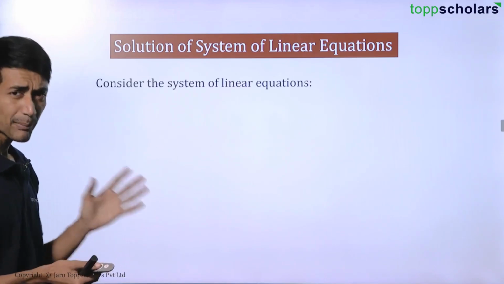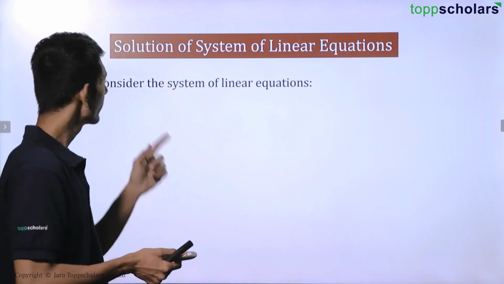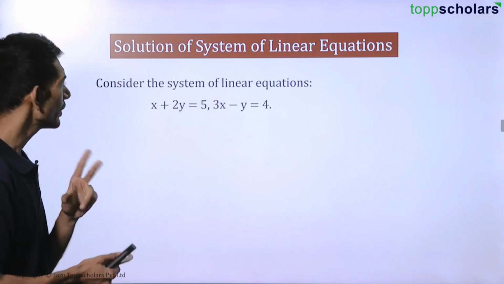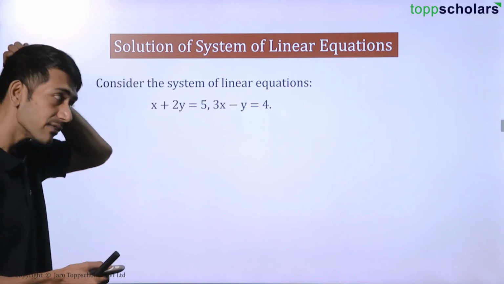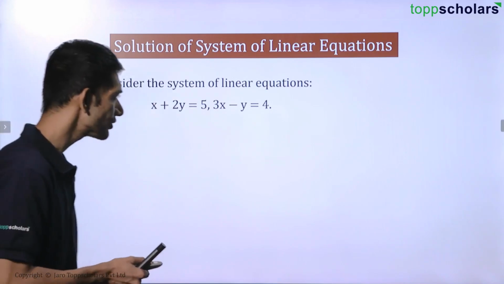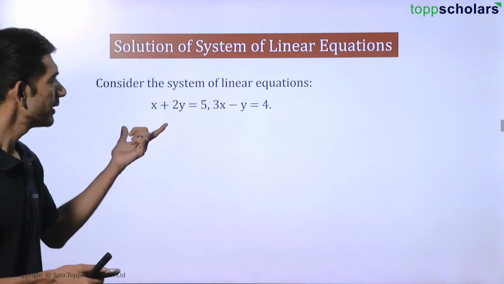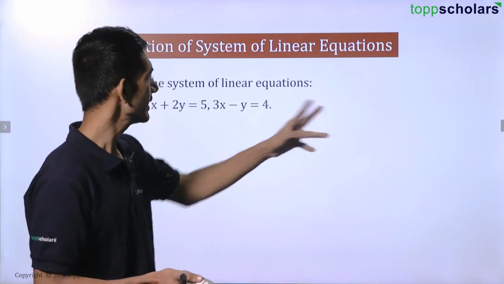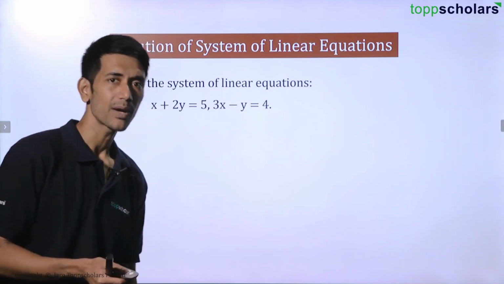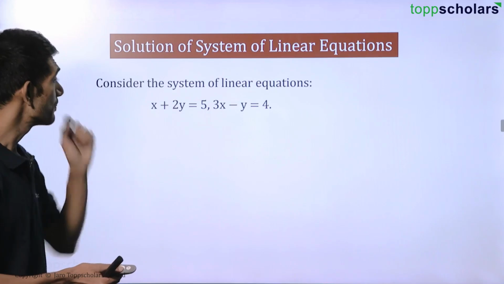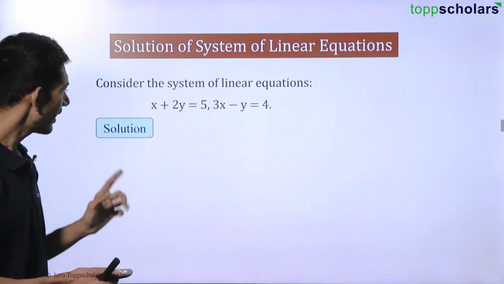Now let us see an example that will give you better clarity. So here consider the system of linear equations. We have two equations, x plus 2y is equal to 5 and 3x minus y is equal to 4. So these are linear equations in two variables. In 10th grade you know how we used to solve these. We used to write it vertically, make the coefficients of x and y the same, and then subtract or eliminate to get the values of x and y.